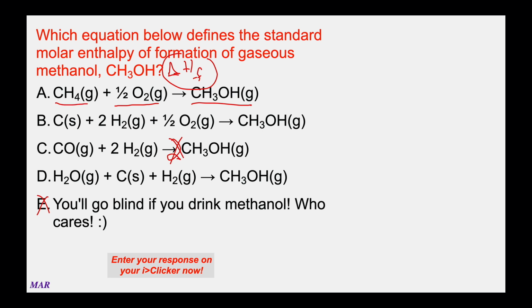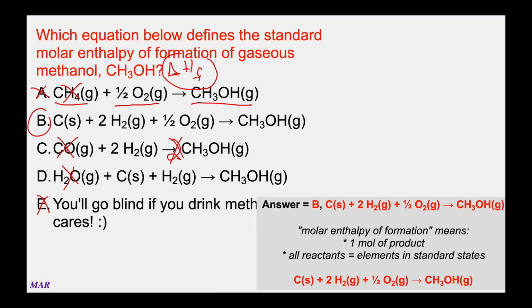It's a mixture of carbon and hydrogen. And in a delta HF, you can only have elements in their standard states. So A is not going to work because CH4 is a compound. And if you go down, C has CO, that's a compound, that's not going to fly. Water is a compound, that's not going to fly. So answer B here is the best answer.